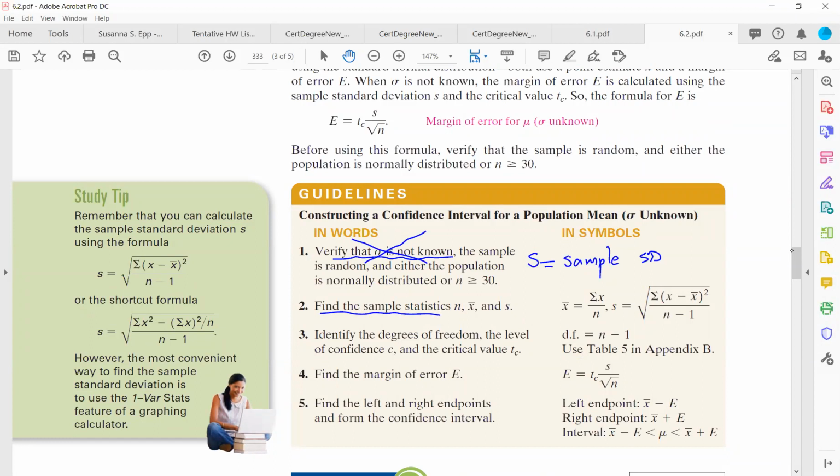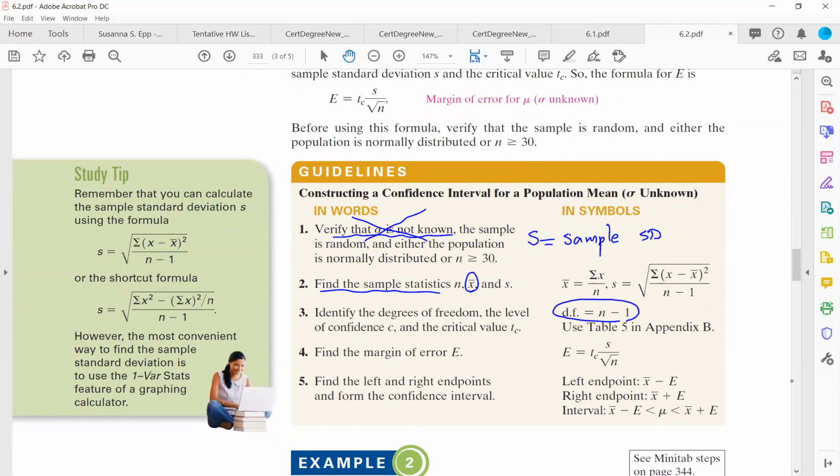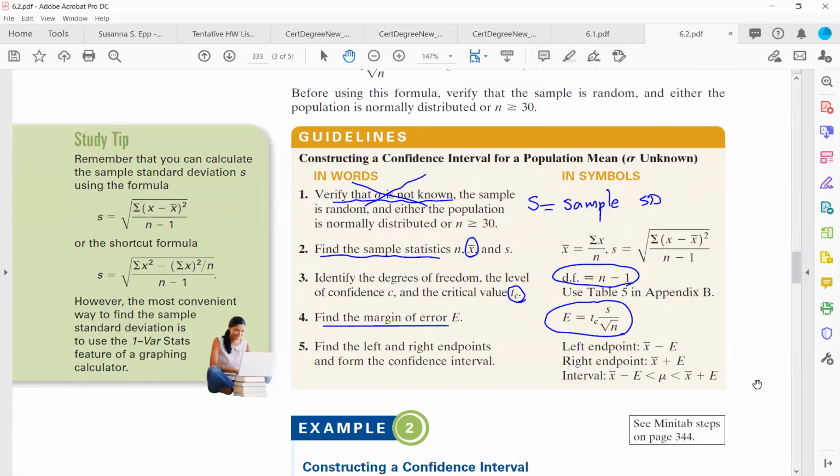Find sample statistics, or X bar. Identify the degrees of freedom, n-1. Identify the level of confidence, and then use your T-table to find TC. After finding TC, you can find the margin of error, which is the product of TC, critical value, and S divided by square root of n. After that, your confidence interval is X bar minus margin of error, comma, X bar plus margin of error. X bar minus E, comma, X bar plus E. This is the guideline.